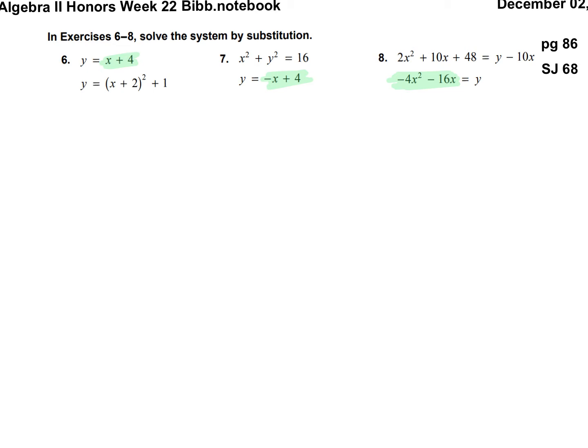So let's try number 6. I am going to substitute x plus 4 in for y. We have been practicing in class solving quadratics. So I'm going to look at this problem, and since I see that I do have a b value, then I know I'm going to expand this, make it equal 0, and try to factor.